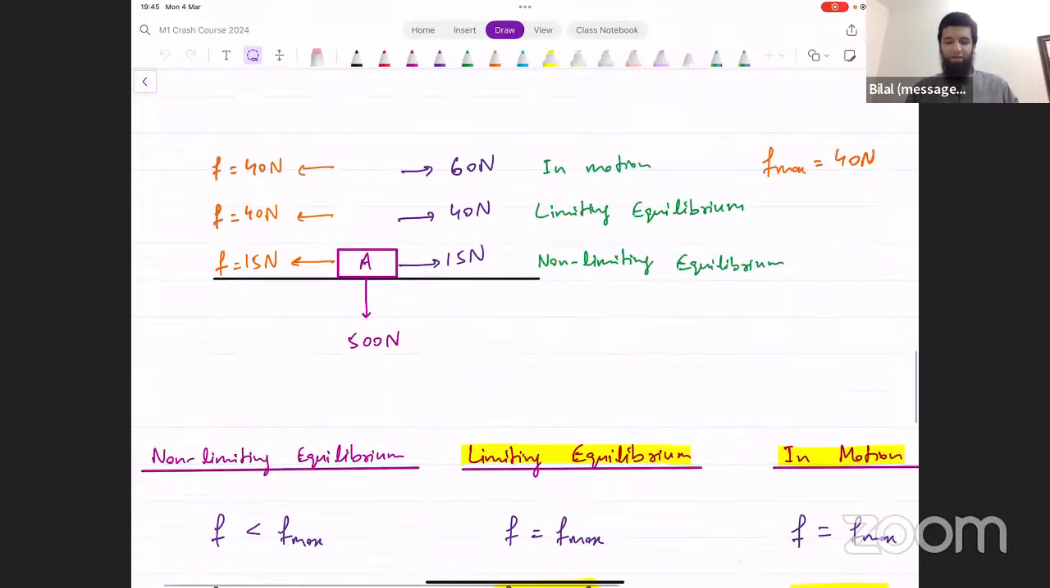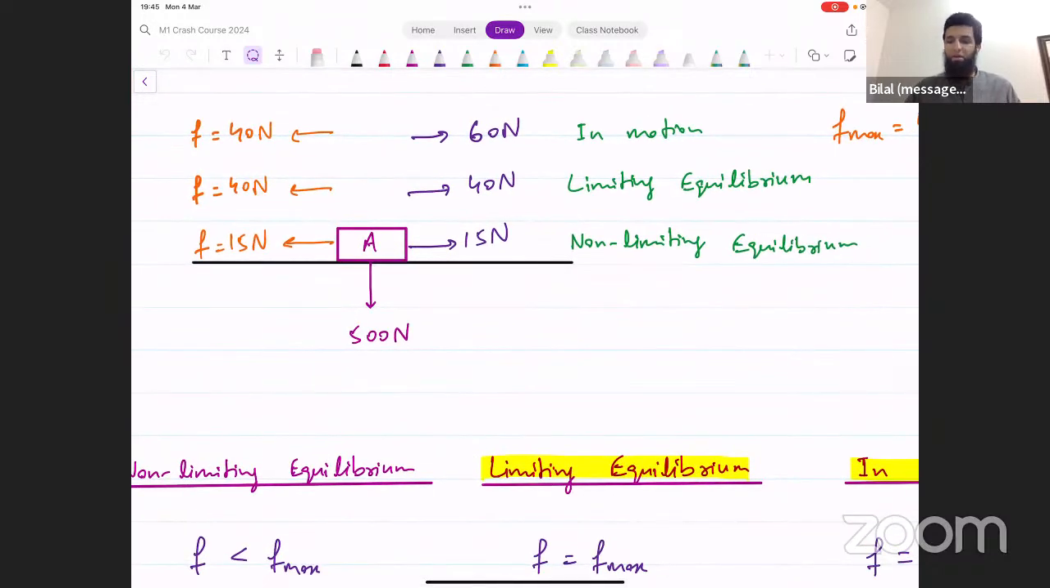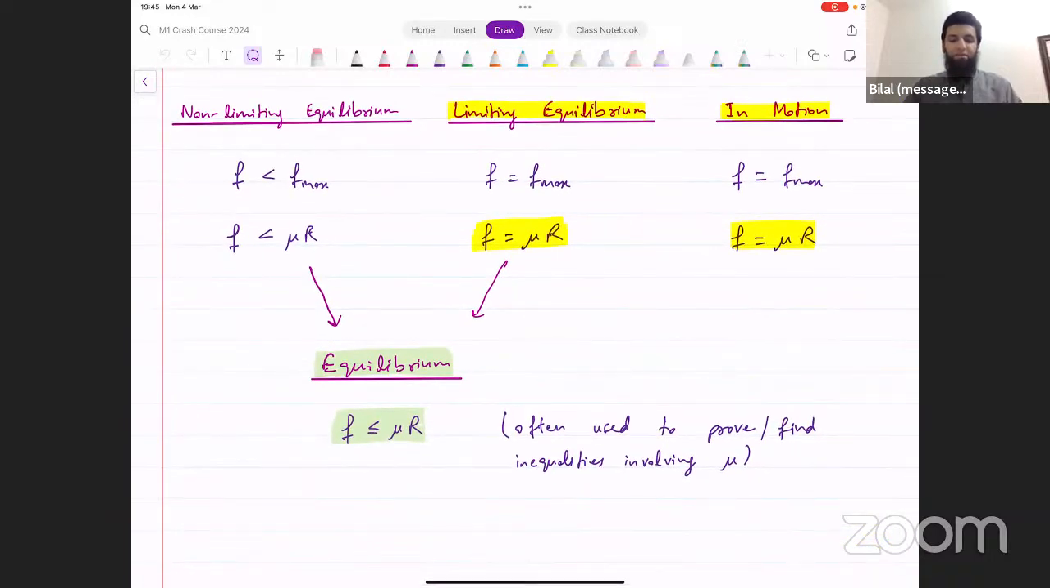Then we said there are three different cases that we can have in such problems. Generally, the object can either be in equilibrium, which is non-limiting. Then it could be limiting equilibrium, where it's the extreme point of equilibrium, where the object is just about to move if you were to increase the force even slightly more. And then the last one was when you have the object in motion. Now, for each of these cases, you need to know the relationship between friction and the maximum value of friction.